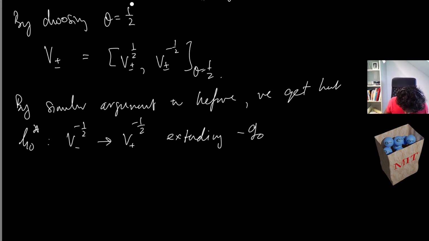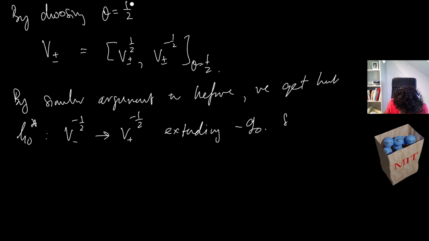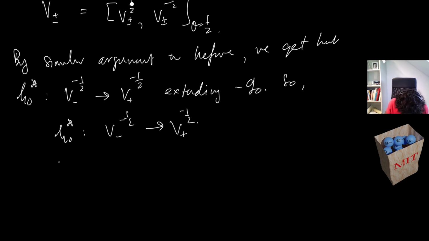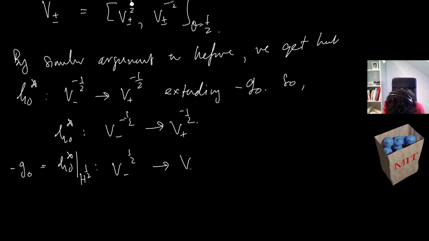And therefore, so what do we have? We have that H naught star takes us from V minus a half to V plus a half, and we have H naught star restricted to H half is V minus a half to V, because this is equal to minus G naught, this is equal to V plus a half.